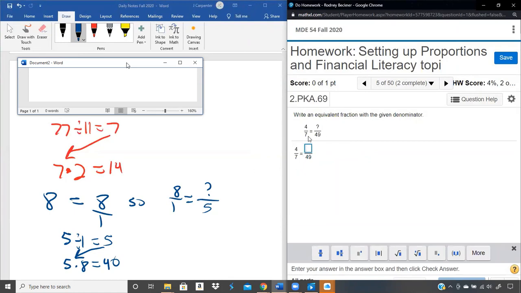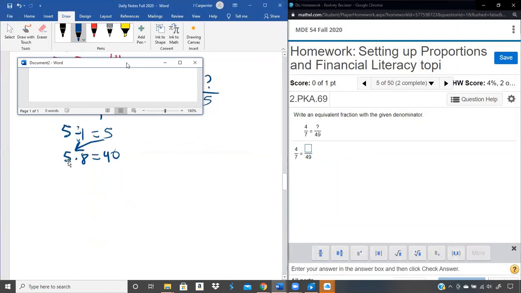One more like this, 4/7 is what over 49? Just gonna keep switching colors back and forth. So you say 49, I clicked it again. Technology, am I right? 49 divided by 7 is 7. Then you take that number, just a coincidence they were the same, and you multiply by the top. 7 times 4 is 28.